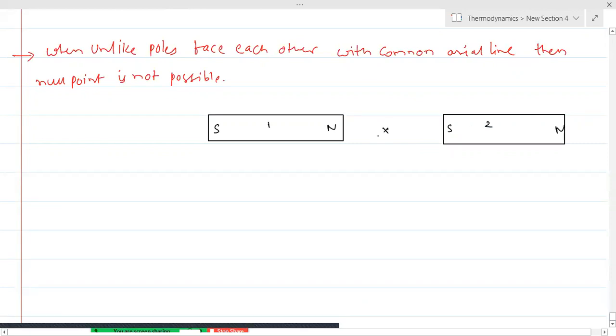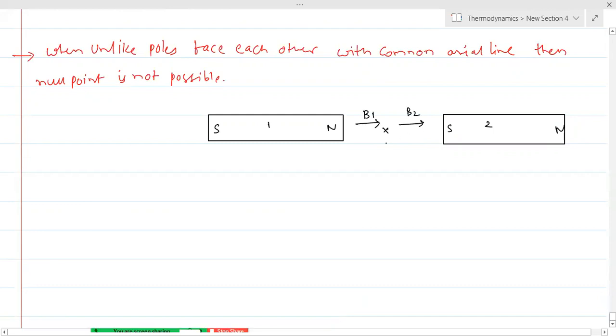First I am checking inside. S to N is the direction of the field for both the magnets. So the net magnetic field is not equal to 0. Therefore, no null point.